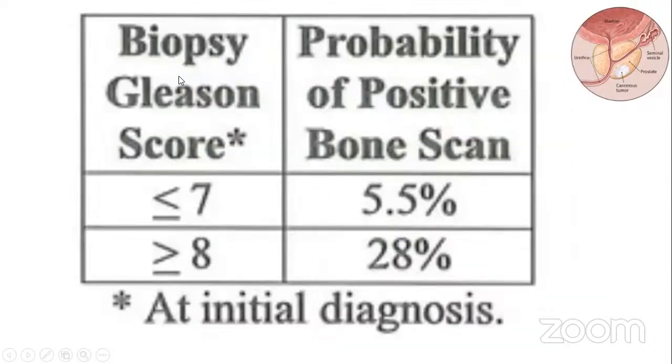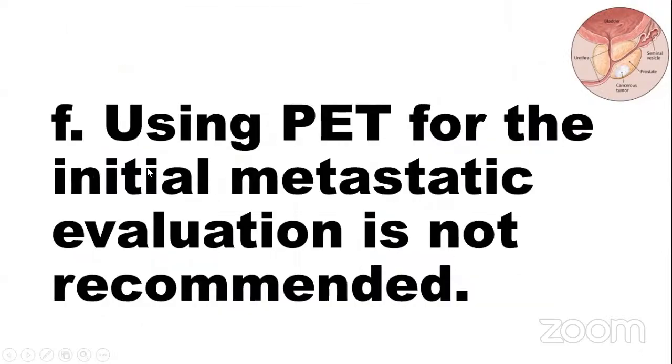That's the biopsy Gleason score at initial diagnosis. Less than or equal to 7, the probability of having a positive bone scan is 5.5%. More than or equal to 8, the probability of having a positive bone scan or bone involvement is 28%.